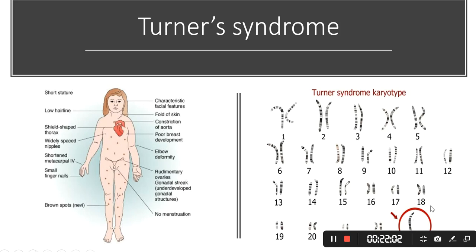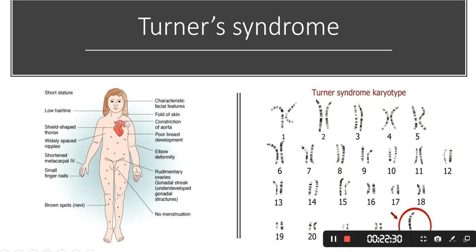Because it's a female, but instead there is only one. So how do you say the genotype of a Turner syndrome? 22 plus XO. Normally it should be 22 plus XX for females, or 22 plus XY for males. That's the normal genotype. But in Turner's it will be 22 plus XO because one X is missing, again due to non-disjunction.